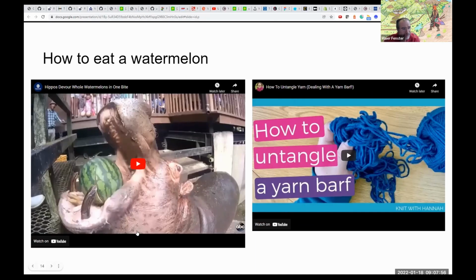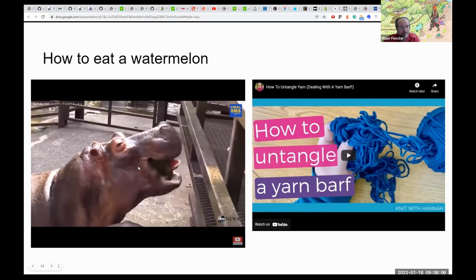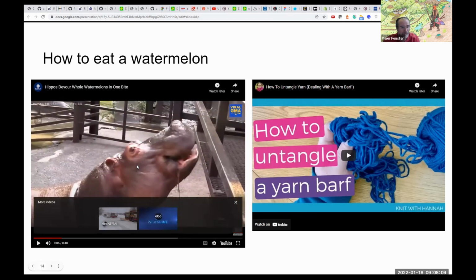Okay, so basically, we don't know what BOS is, and I like talking about it as how to eat a watermelon. If you're a hippo, you can just eat the watermelon. Okay, so it's easy to eat a watermelon if you're a hippo. I'm not going to show you this movie about how to untangle a yarn ball, but it's as annoying as it sounds. So what do we do about BOS? BOS is obviously like a watermelon, and we're trying to take a bite out of it.